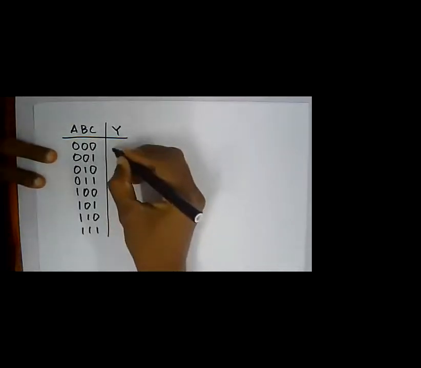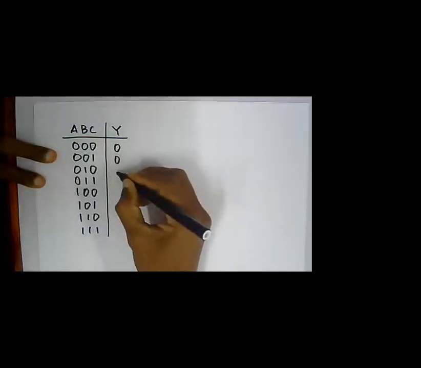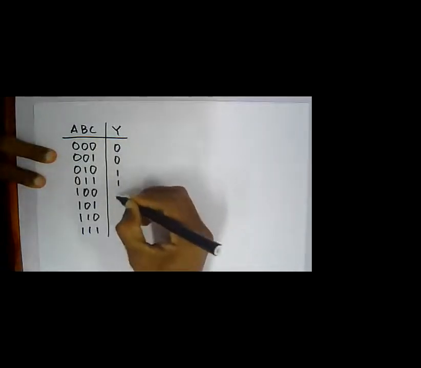So let the output be 0, 0, and all the others are 1. Right, so we'll try to solve this one using the POS method, the product of sums.